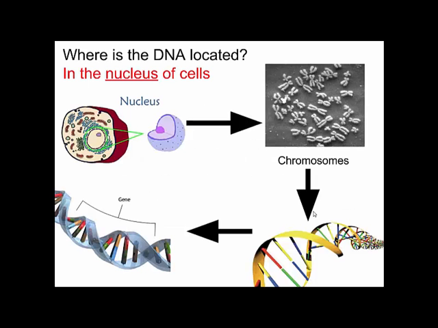So where is the DNA located? It's in the nucleus of cells. So remember, we talked about that nucleus being the control center of the cell. Inside that cell is all of your DNA. And so here, if we're looking at the nucleus, these are your chromosomes. Chromosomes are made up of really tightly wound strands of DNA, and here is a gene. So a certain section that has to do with a certain characteristic or trait is called a gene.